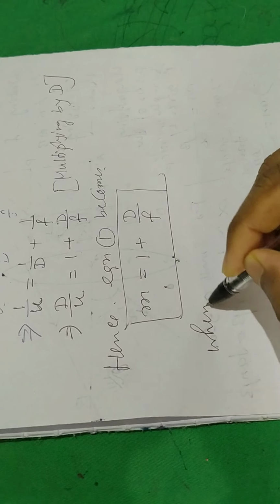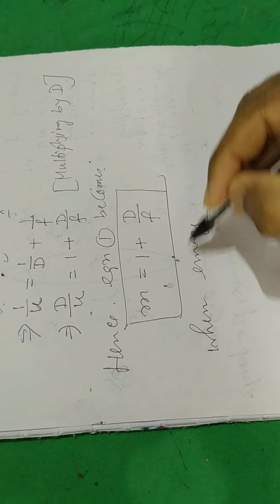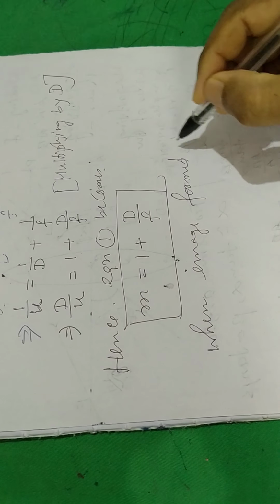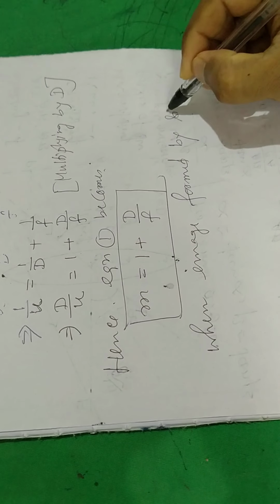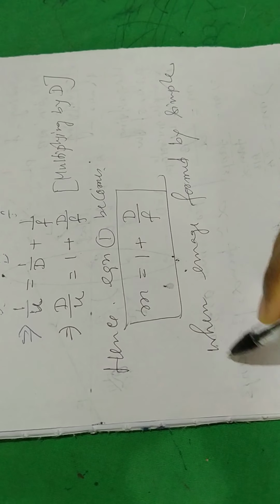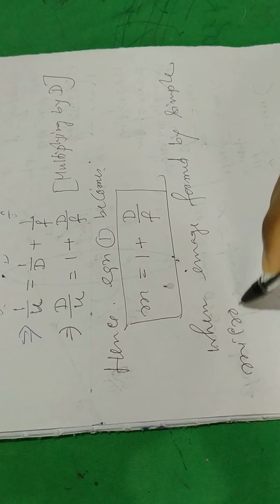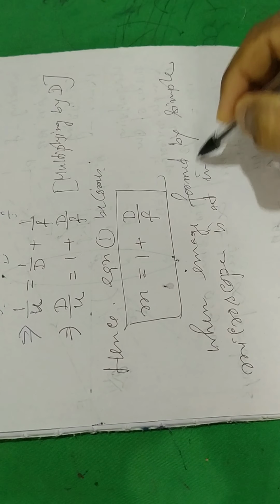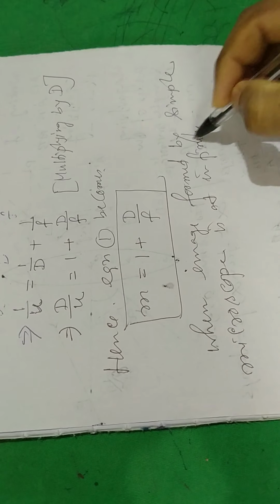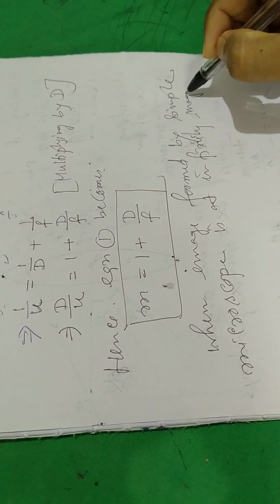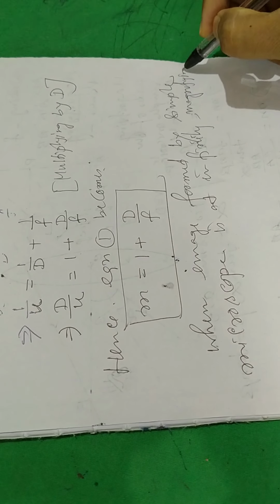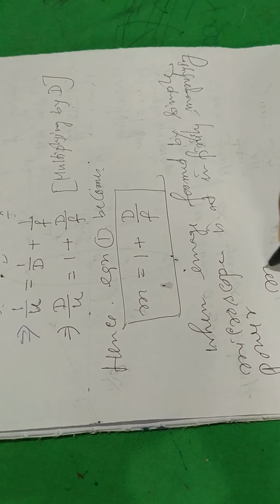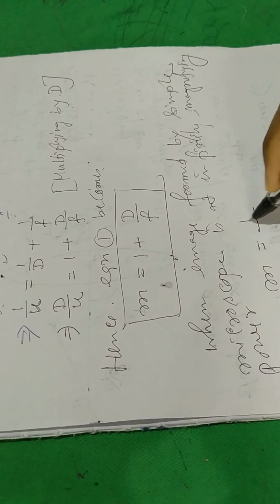When the image formed by the simple microscope is at infinity, then the magnifying power M becomes D by F.